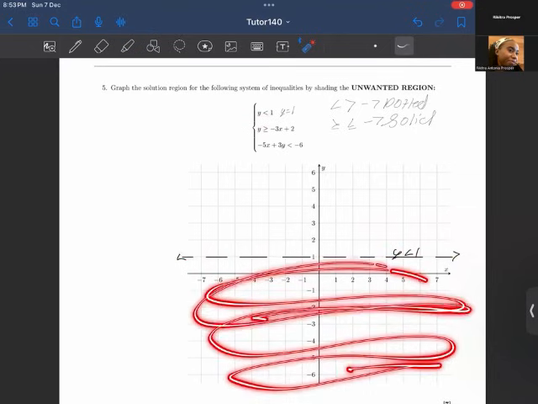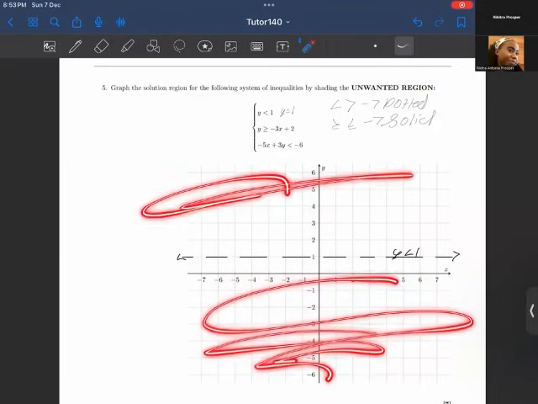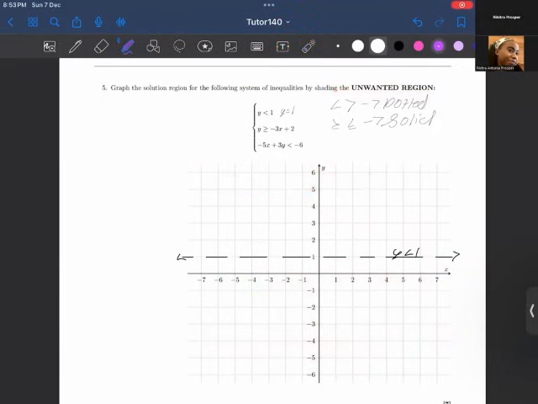So the values where y is less than 1 are over here. These are the wanted values because this is where y is less than 1. So we're not going to shade this. We're going to shade this because this is the unwanted region. So we're going to shade the unwanted region.